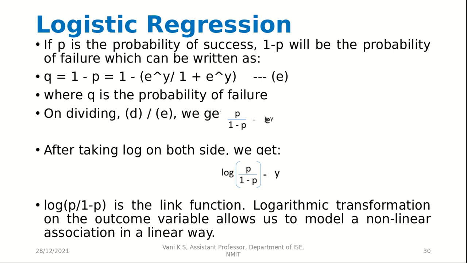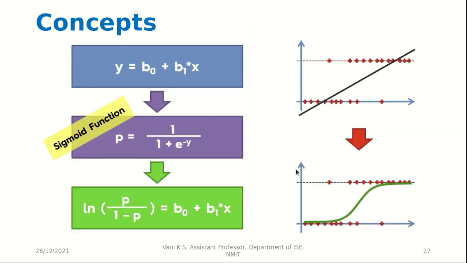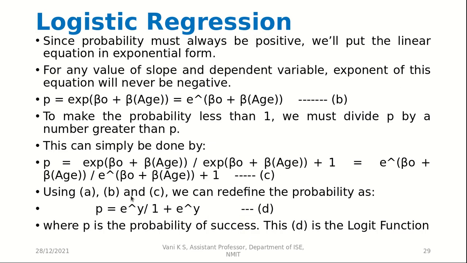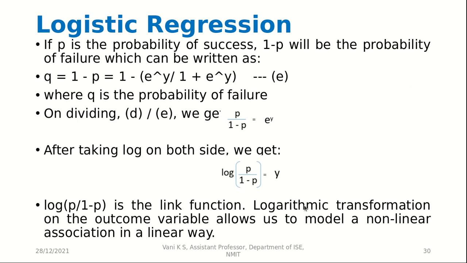Now when we take the log of both sides, we get log of p upon 1 minus p is equal to y. Log of p upon 1 minus p is nothing but the link function. We did that earlier, that this is the link function here. The log of odds is the link function. So the logarithmic transformation on the outcome variable allows us to model a non-linear association in a linear way. Here we have used the log function because this function is not linear, so we take the log and make it linear.